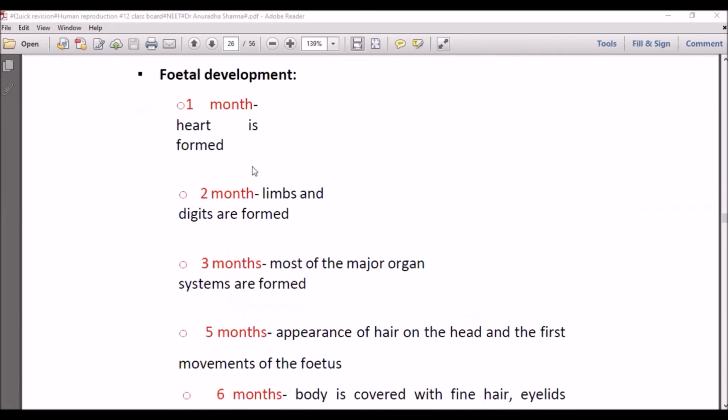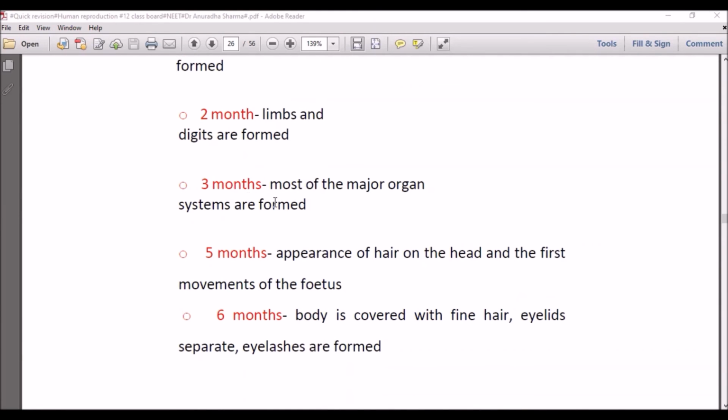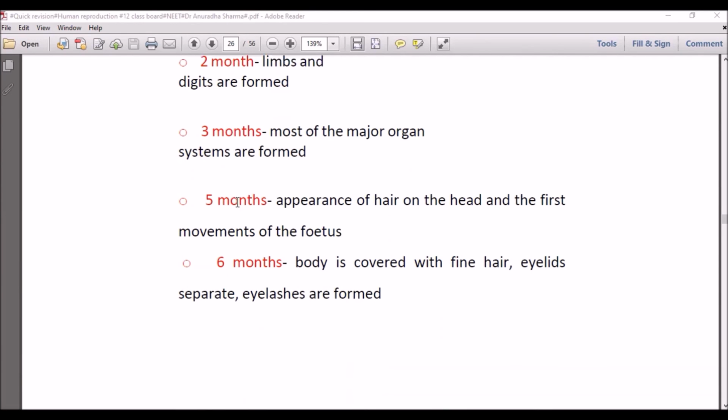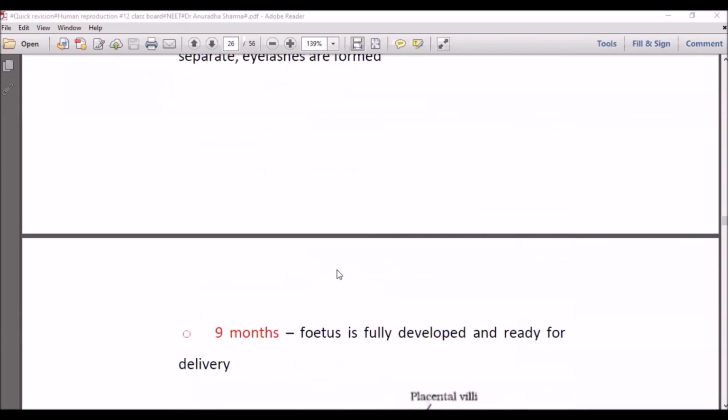Now this is the fetal development. During the first month the heart is formed. In the second month the limbs and digits are formed. In the third month most of the organs and systems are formed. In the 5th month, there is appearance of hair on the head and the first movement of the fetus starts. So this is also important, that first movement of the fetus starts in the 5th month. During the 6th month, the body is covered with fine hair and eyelids and eyelashes separate.